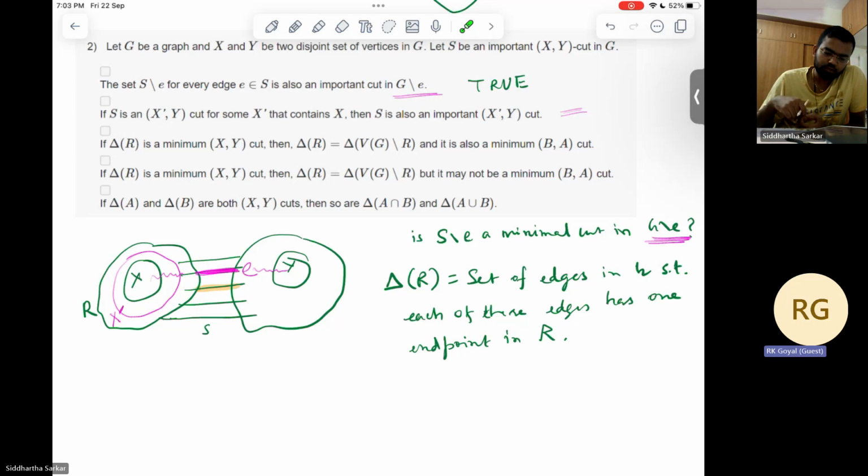Can you repeat the definition of delta R? So consider a set of vertices R. Delta R is all the edges which are going out of R, where one endpoint is inside R and the other endpoint is outside of R. Those are the cut edges. So would it be the same as the cardinality of the cut? Yes, right.